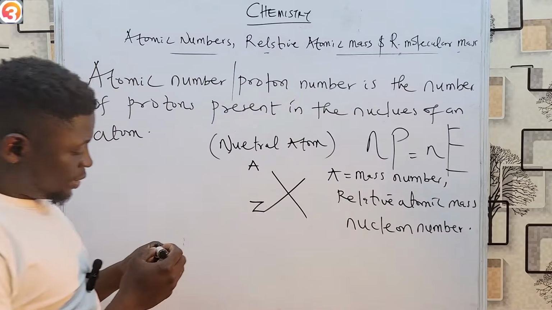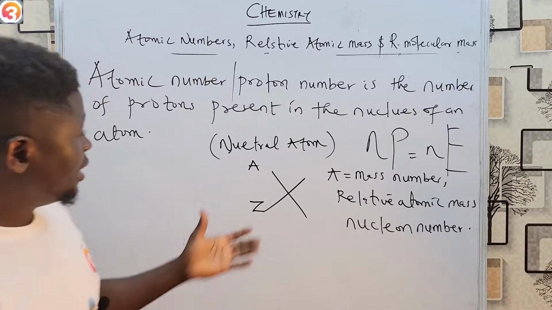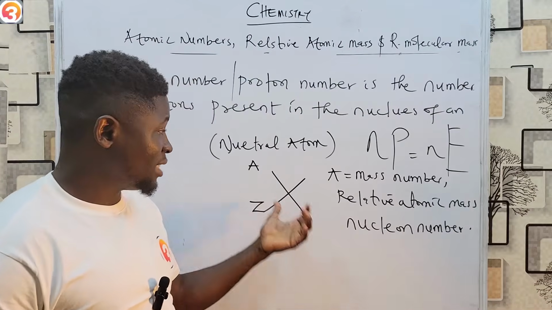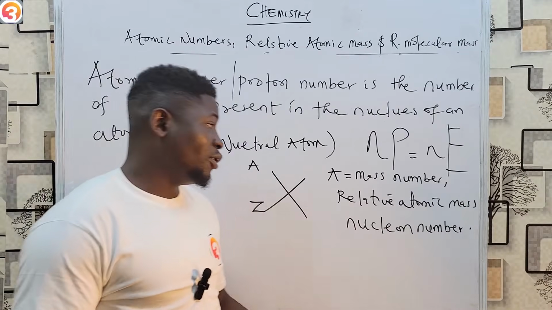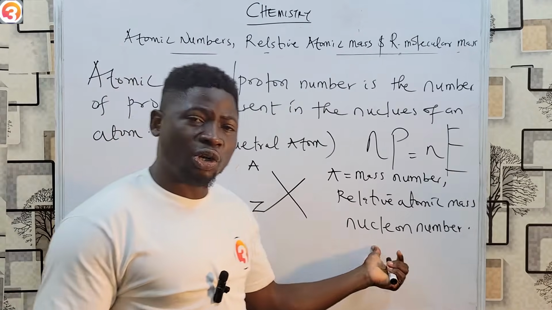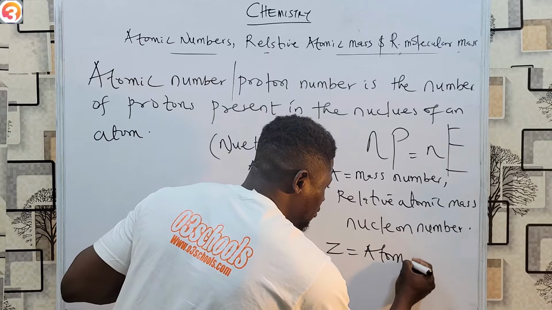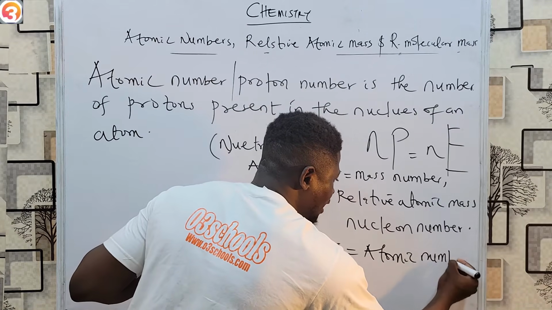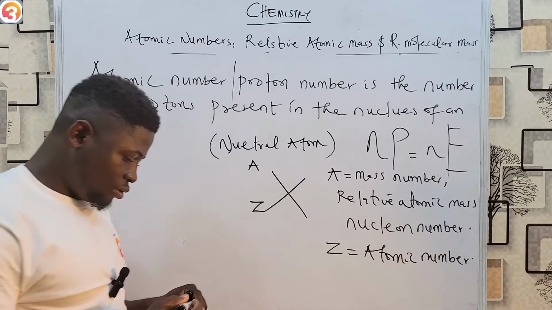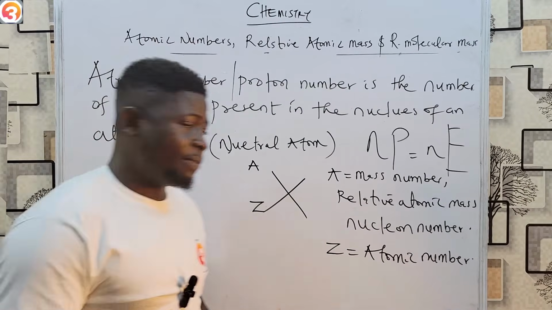All right. So in the periodic table, you see an element represented like this. Of course, A here is the mass number or the relative atomic mass or the nucleon number. Of course, the Z here is the atomic number of the element in consideration. So do not confuse it for the other.